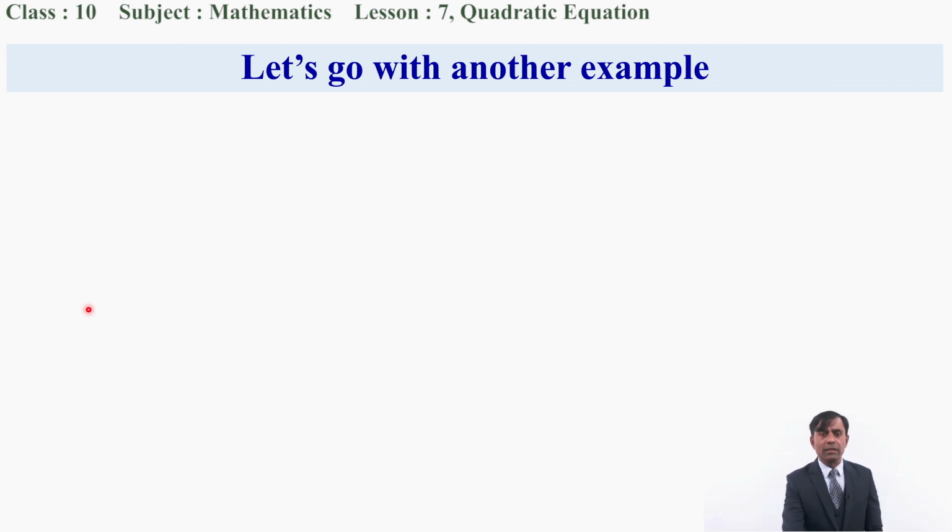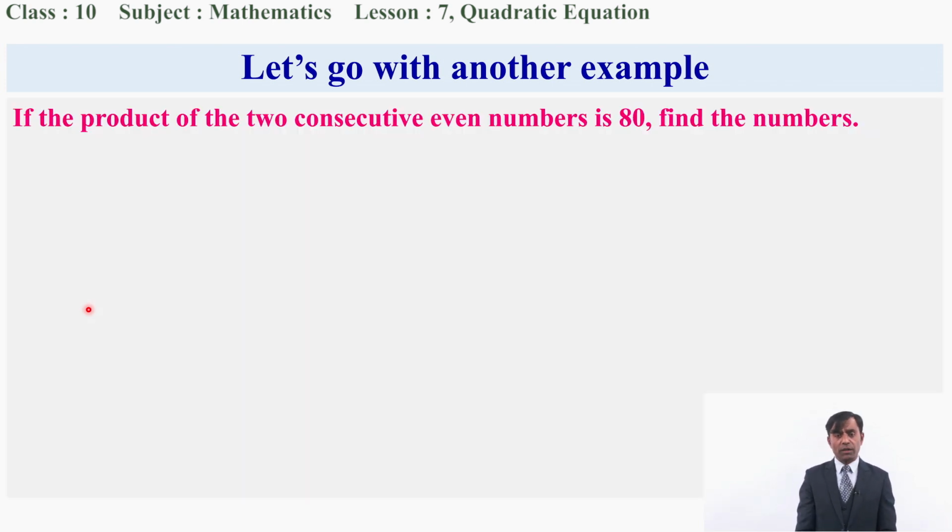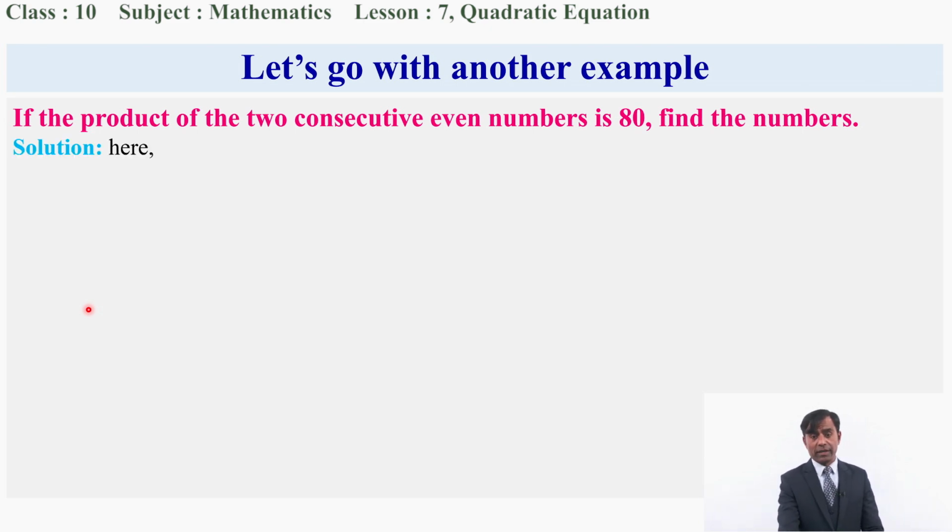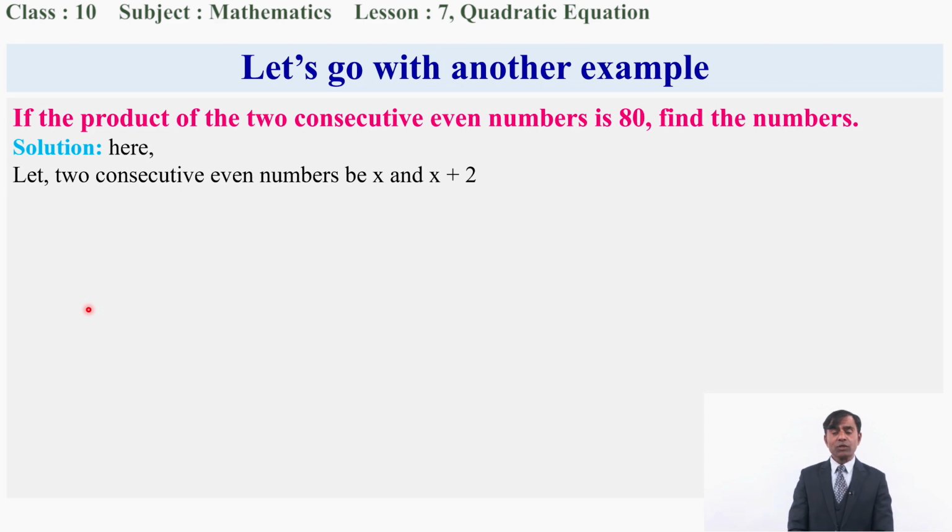Let's go with another example, which also belongs to numbers. If the product of two consecutive even numbers is 80, find the numbers. Here, we write the two consecutive even numbers as x and x plus 2. We don't have to go with 3, we don't have to go with 4. So the two consecutive numbers are x and x plus 2.